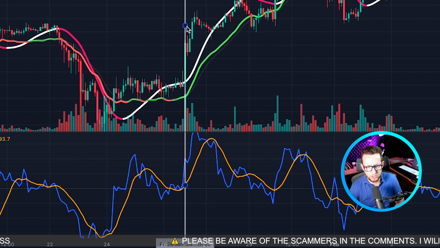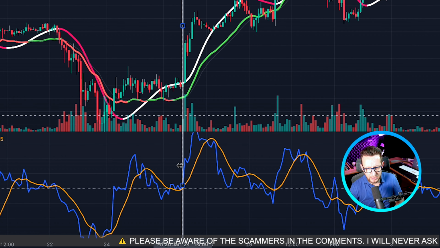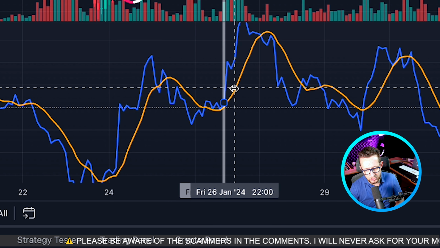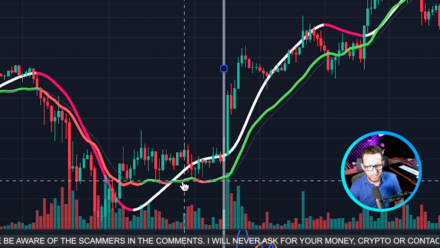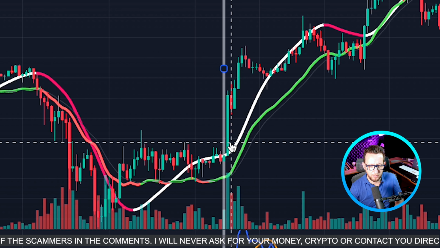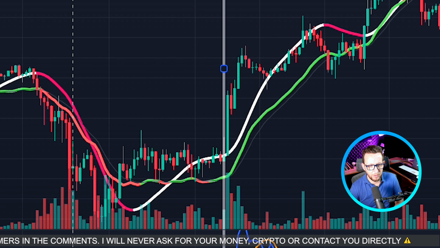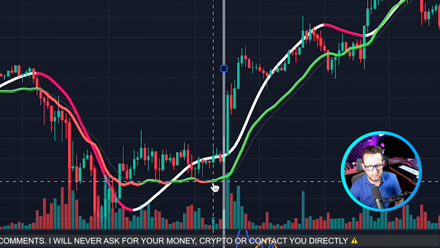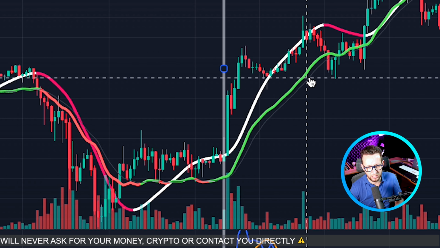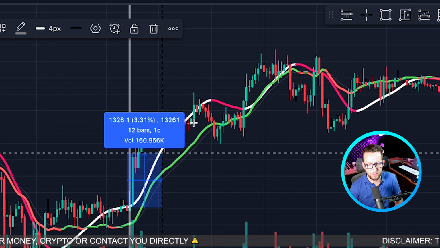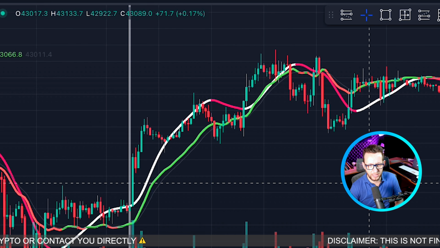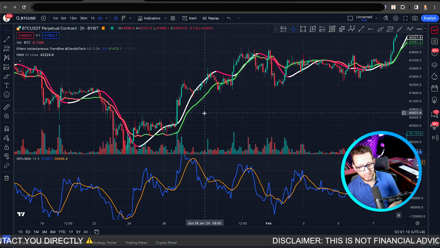Okay, let's have a look at an entry here very quickly. As you can see, we are above the orange line as expected on our GPI. The HMA, which is this white line, price is above that. And we also are above the Ehlers instantaneous trend line, which is that green line here. So they would have all confirmed very nicely and would have had a very nice entry just there. Okay, let's get on with the next part.